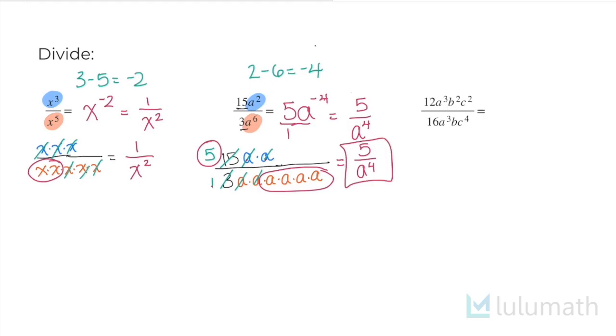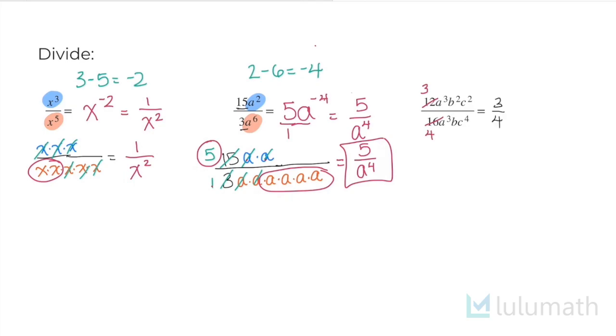Okay, in our last example, we've got a lot of stuff going on here. We've got 12a to the power of 3b squared c squared, all divided by 16a to the power of 3 b c to the power of 4. So let's talk about this. For starters, 12 and 16 are not evenly divisible. So if I were to reduce these two coefficients, 12 and 16 are both divisible by 4. So 12 divided by 4 is 3, and 16 divided by 4 is 4.